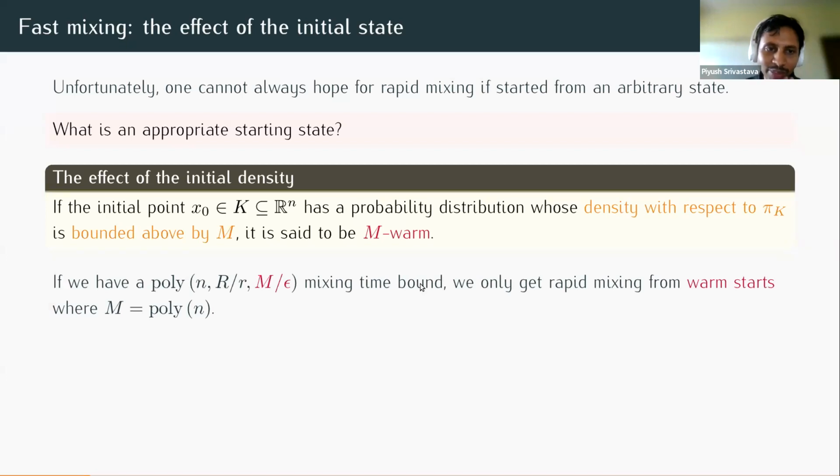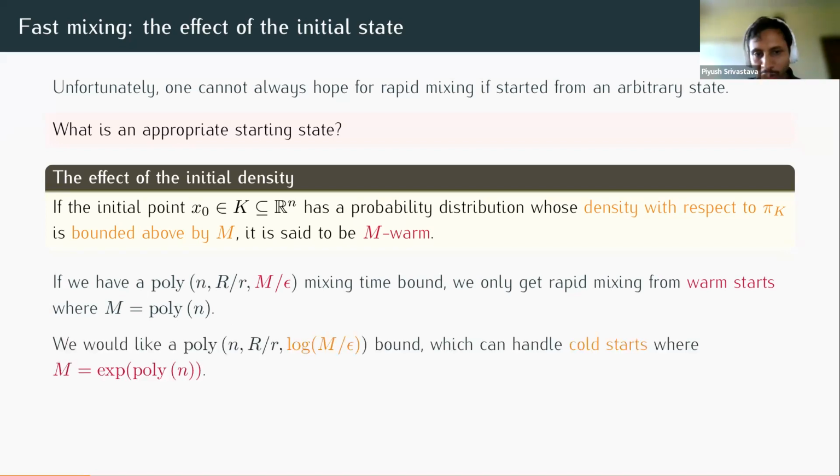Okay, so in terms of our mixing time bound, if the mixing time bound was polynomial in M, then we will get rapid mixing only when M is itself polynomial in n and R by r and so on. So we will have to make our initial density itself pretty good. It will have to be not so far from the uniform. What we would like is so-called cold start, which is that the dependence on M should be polylogarithmic. So then you could handle M that is exponential in n.